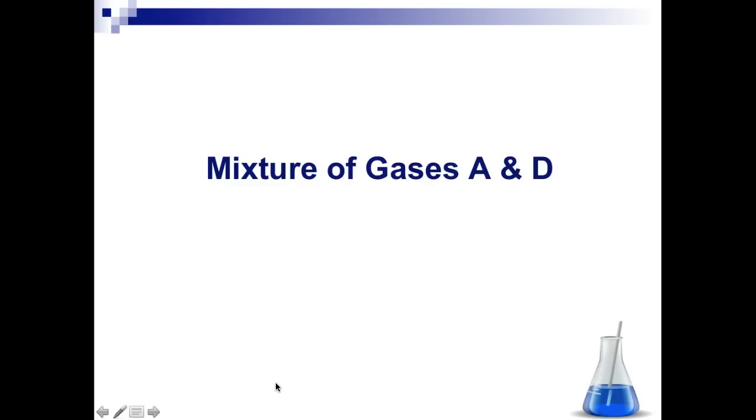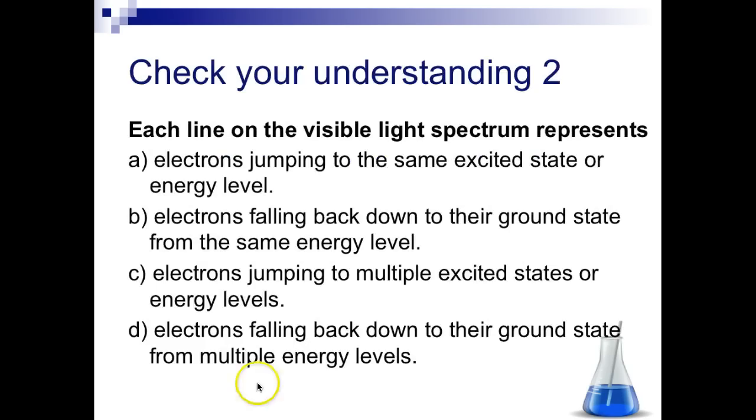So when we're looking at mixtures of different gases, for our check your understanding, we're going to talk about the answer to this in class. Each line on the visible light spectrum represents what? Electrons jumping to the same excited energy level, electrons falling back down to their ground state from the same energy level, electrons jumping to multiple excited states or energy levels, or electrons falling back down to their ground states from multiple energy levels. We'll answer that one in class, but I want you to think about it. What does that actually mean?